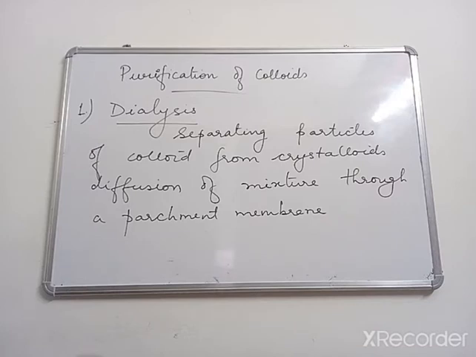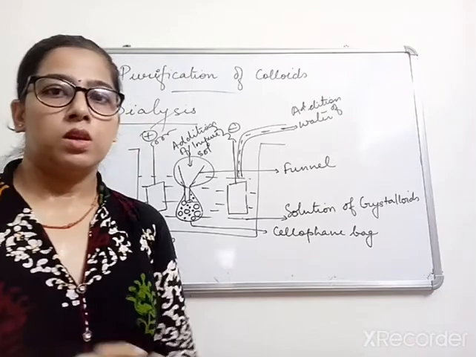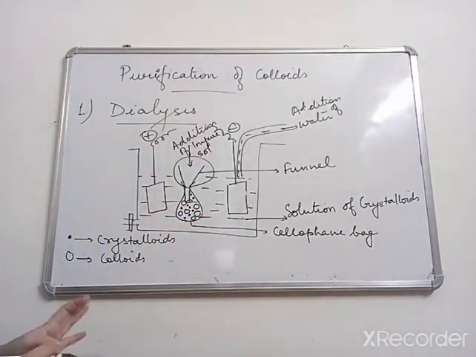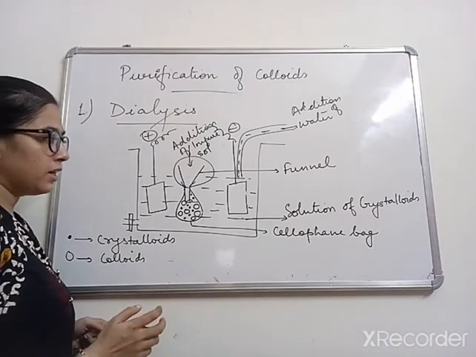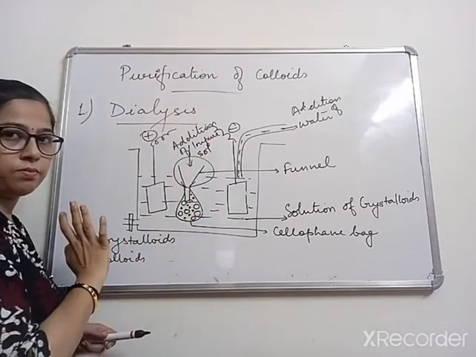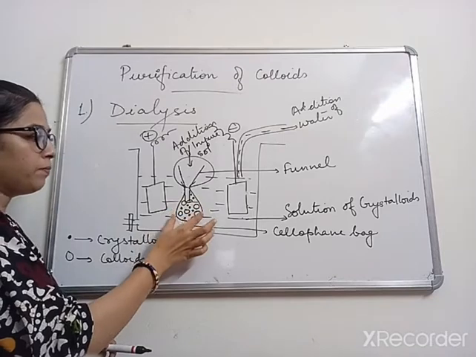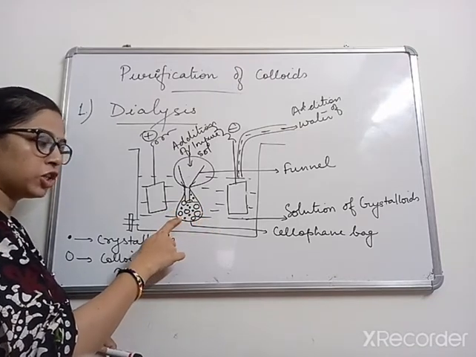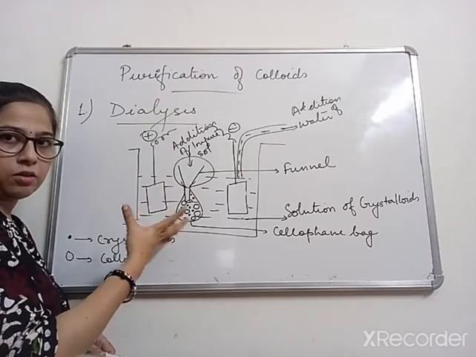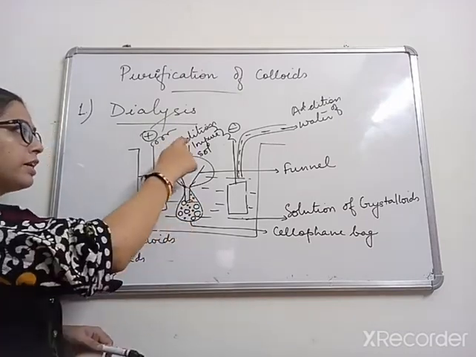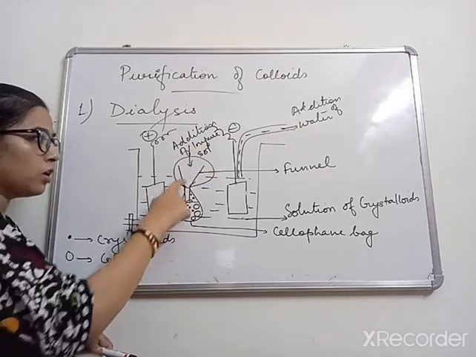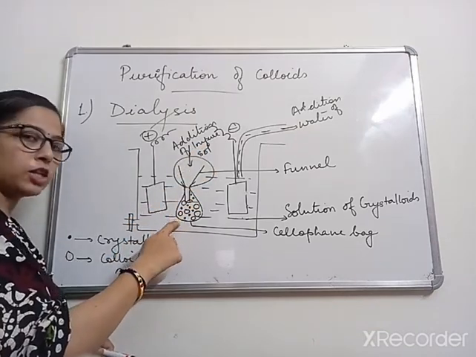So now we shall see the explanation in a diagrammatic form. Now in dialysis what happens is you are having a container, okay, and in this container we are adding water, fine. And then we place a bag, that is a cellophane bag, which contains the mixture which we need to purify. Colloid plus crystalloids are present, and we are adding the impure sol, that is crystalloid and colloid, with the help of the funnel into this parchment membrane.